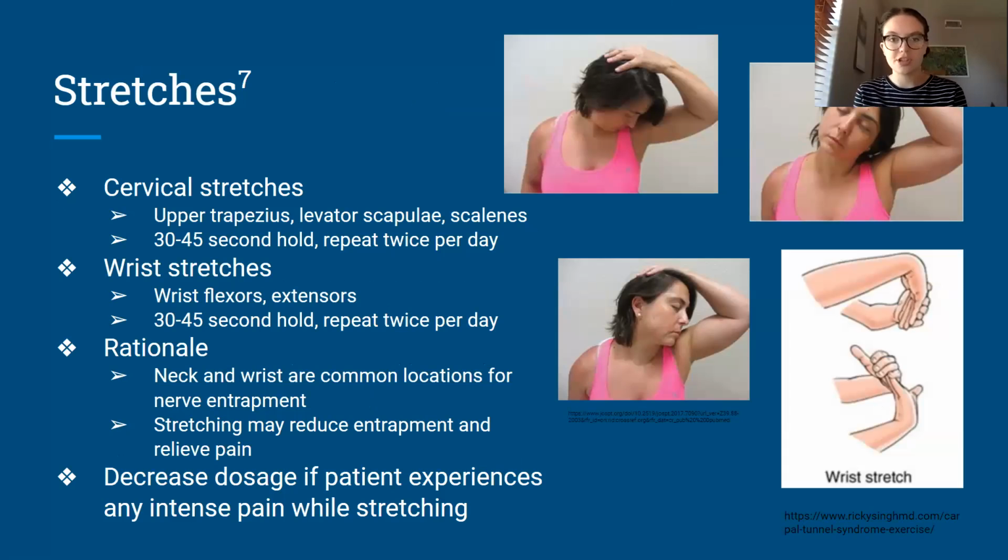Next, we have some stretches. So the idea behind this is reducing nerve entrapment because the neck and wrist are very common locations for that to happen and can cause carpal tunnel syndromes. So we want to stretch the upper trapezius, levator scapulae, scalenes, wrist flexors, and wrist extensors. Hold each for 30 to 45 seconds at least and repeat twice per day. And again, decrease if the patient has any intense pain while stretching.